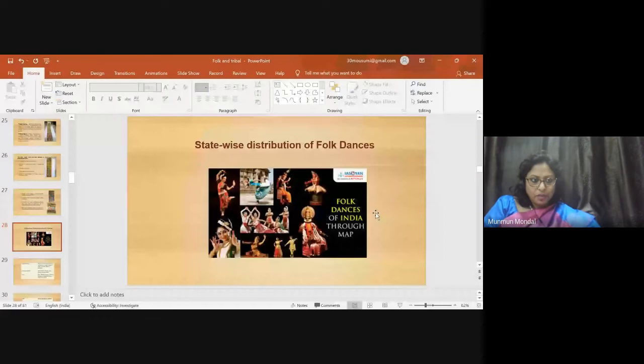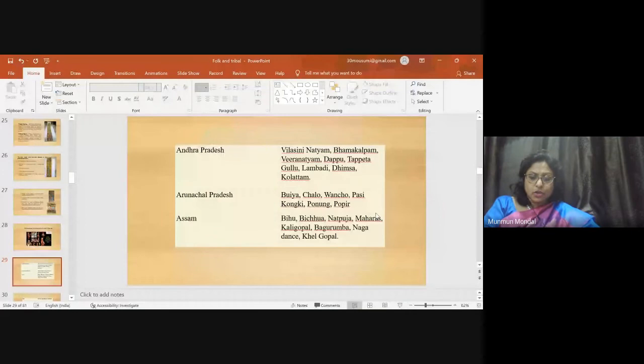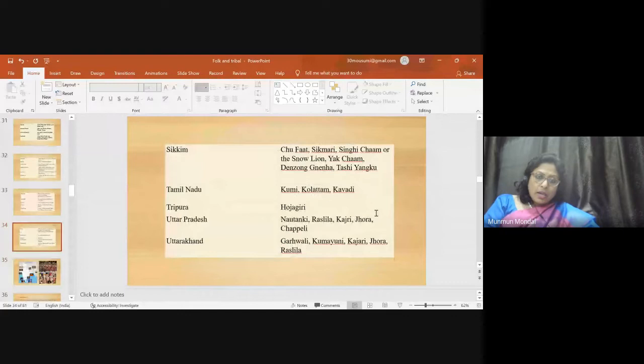Okay, so now I'm moving to the folk dances, statewide folk dance. I have given a chart here. The regional folk dance in Andhra Pradesh, Arunachal Pradesh, Assam, Bihar, Chhattisgarh, all the states have their own different folk dance. I'm not going to discuss that elaborately. We don't have much time left.